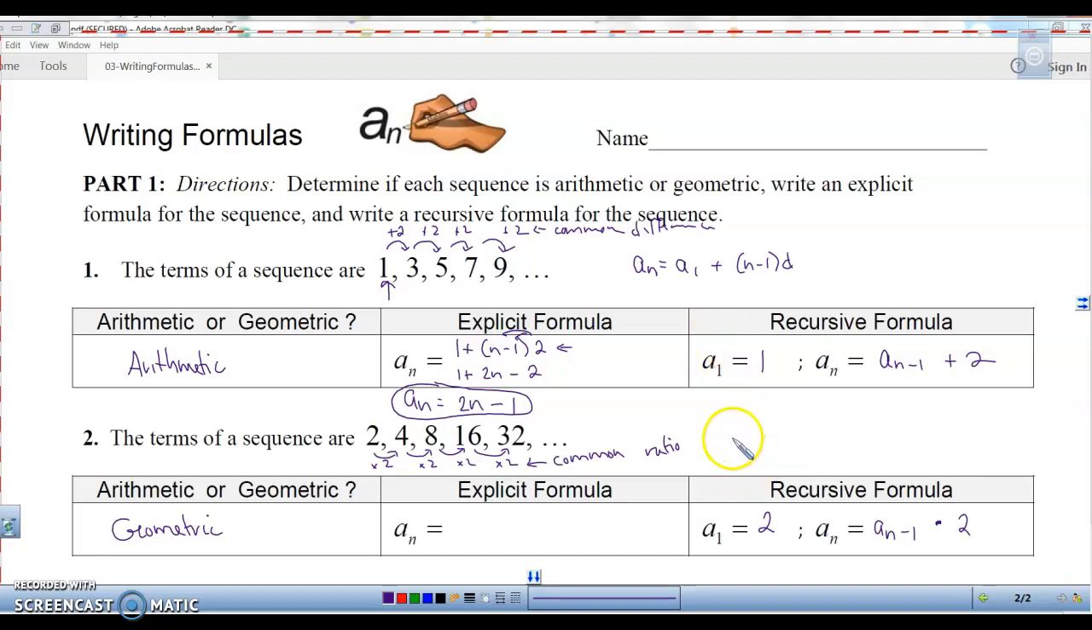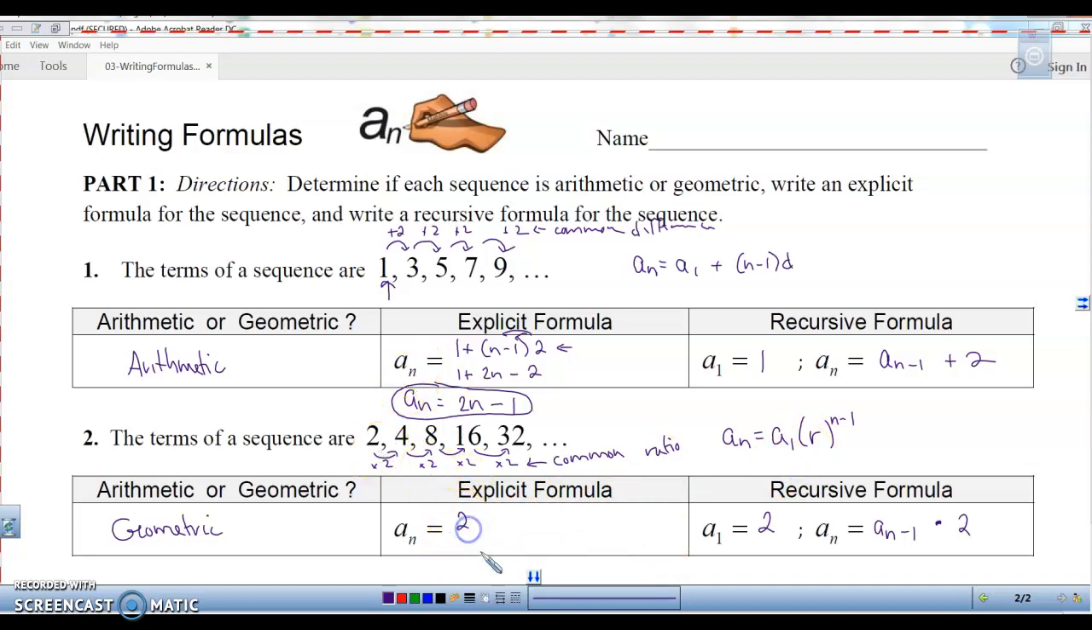Okay, now for your explicit formula, you need to know the general formula for a geometric sequence. The general form for a geometric sequence is A of n equals A of 1 times the common ratio multiplied n minus 1 times. So that is that, because it's always one less than whatever term number you're on, because we're starting at the first term.